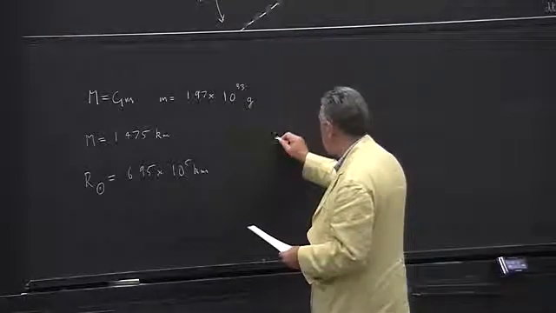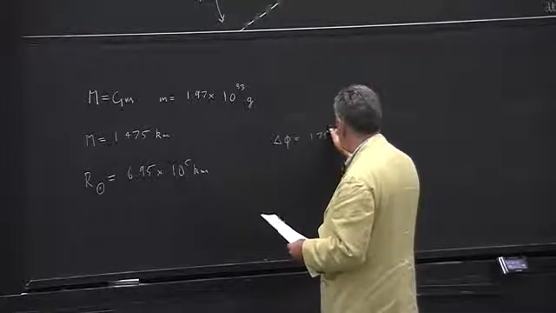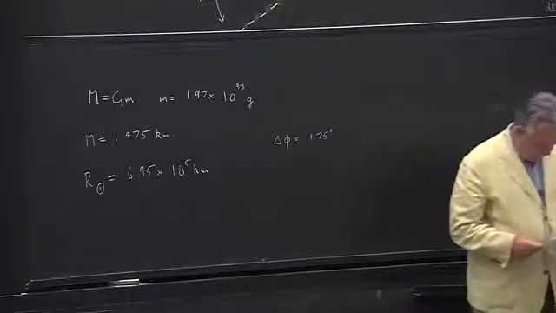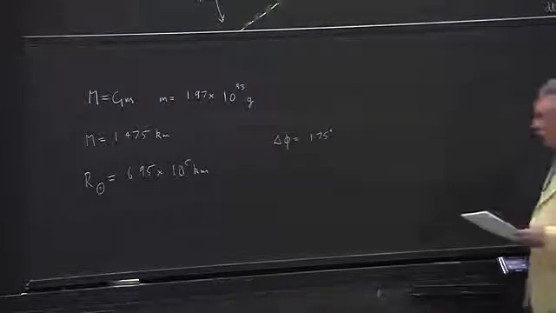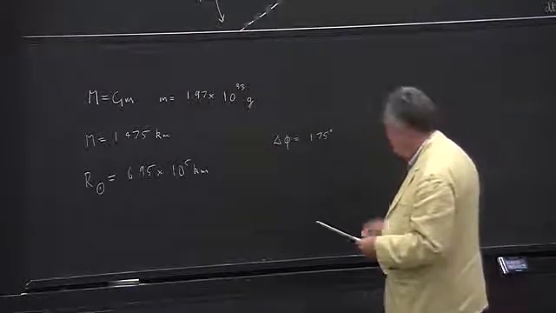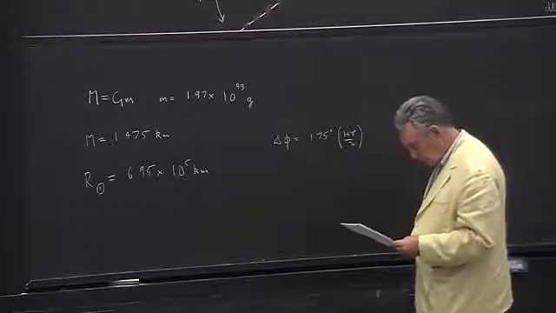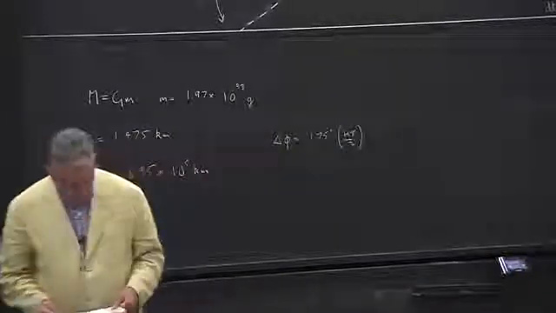So what this means is that delta phi is about 1.75. I mean minutes or seconds? That's a second, isn't it? 1.75 seconds of arc times 1 plus gamma over 2. So quite small and difficult to measure.